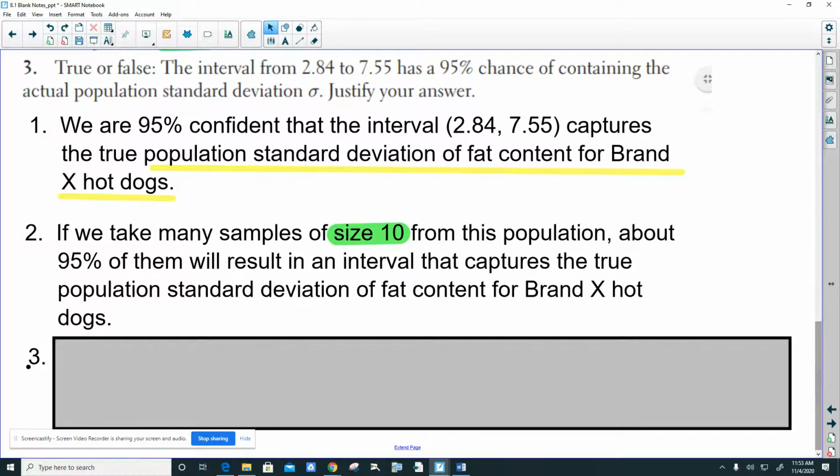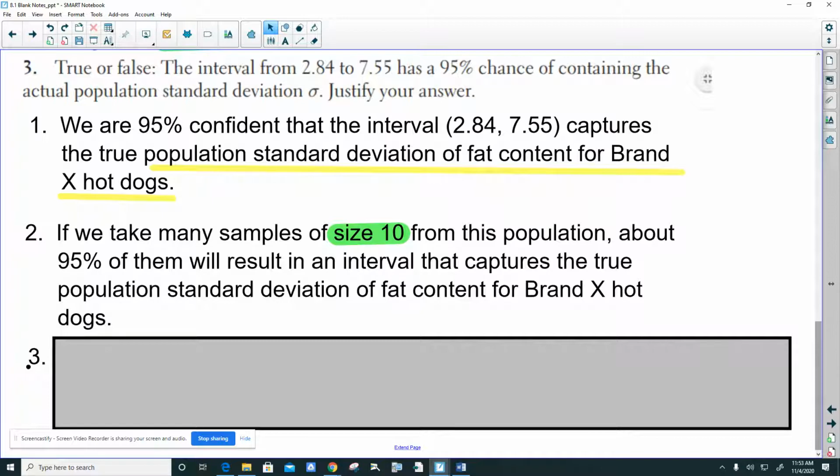Again, just noting that I did not work into that interpretation at all the actual interval. I'm just stating my confidence in the capture rate, what we're dealing with here. Okay, and number 3, true or false? The interval from 2.84 to 7.55 has a 95% chance of containing the actual population standard deviation.